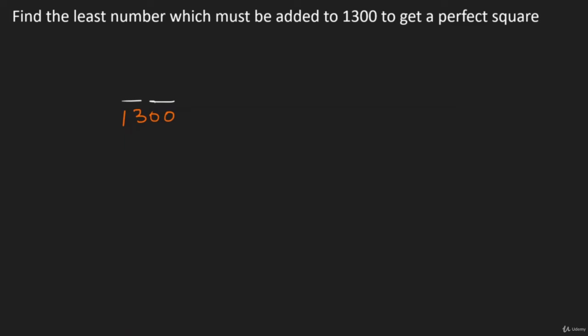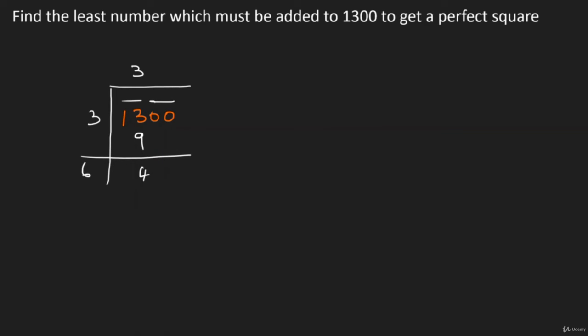Alright, now the first set of numbers is 13. So I know that 3 square is 9. So let me write 3 over here and here. 3 square is 9, right? That's the greatest number which is less than or equal to 13, which is a perfect square. Now 13 minus 9 gives me 4. Now the quotient over here is 3. Let me double it and write it over here. That's 6. 3 into 2 is 6.